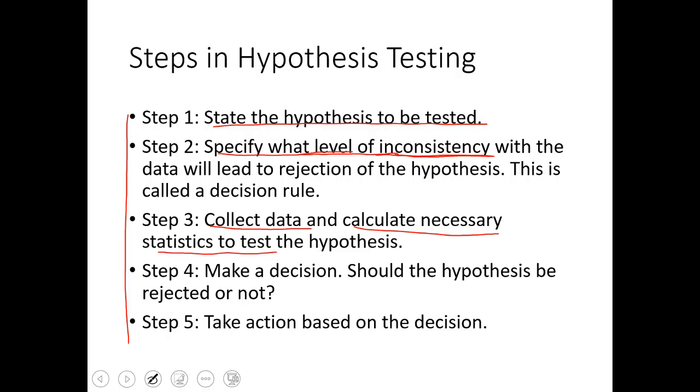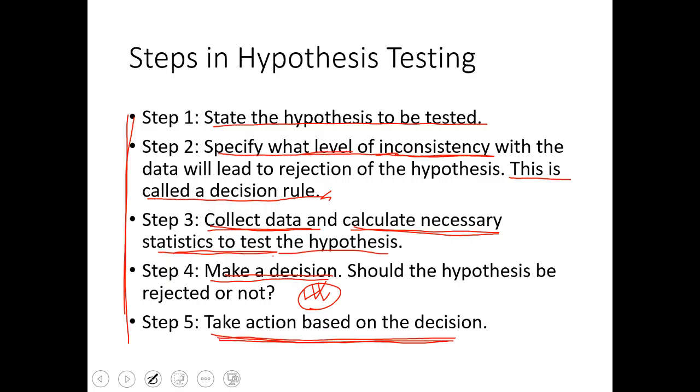And step 2 is the decision rule, we have to define the decision rule. We will study this step again later. And step 3 is to collect data and calculate the necessary statistic to test the hypothesis and make a decision. Okay, our hypothesis is accepted or failed to be rejected or something like that. And then if we get a result, get a conclusion, then we have to react based on this conclusion.